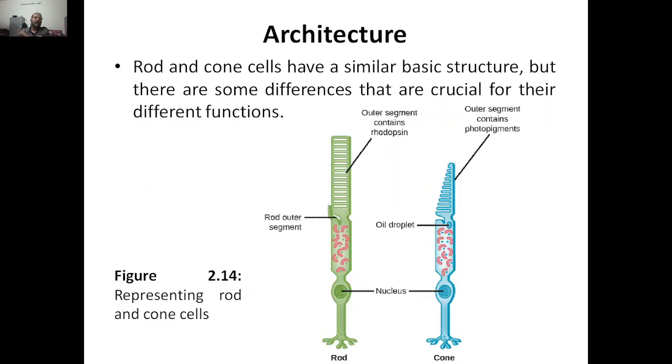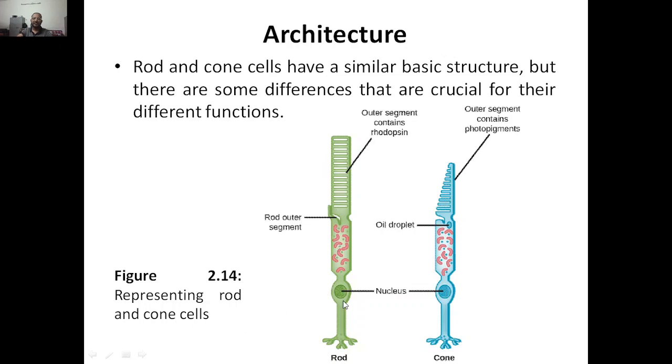Next, architecture. So how exactly do these rod and cone cells have a similar basic structure? Let's see. These are having the rod shape, here it is cone shape. Almost all of them have the same basic structure, but there are some differences that are crucial for their different functions. Because of its rod shape, it is only for converting light. Because of its cone shape, we are able to differentiate colors and sharpness of vision. Even though their basic structure is the same, there is a little bit of difference.